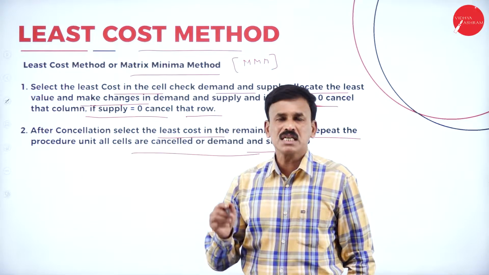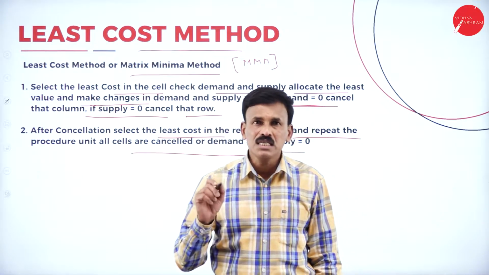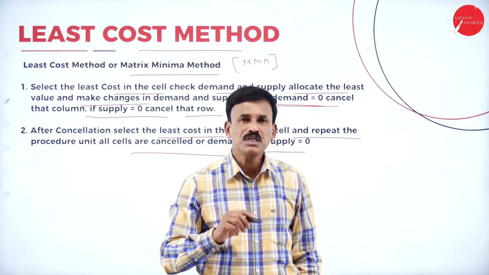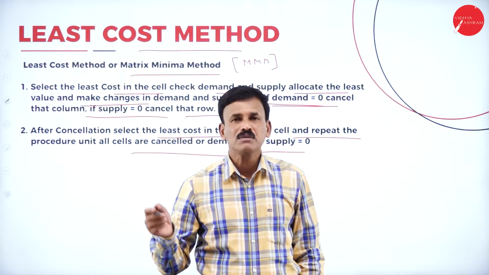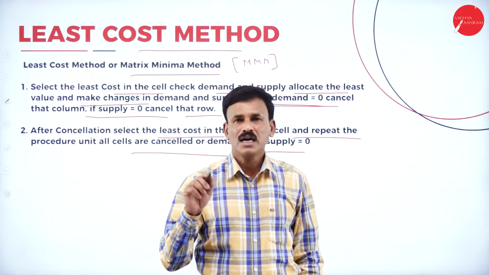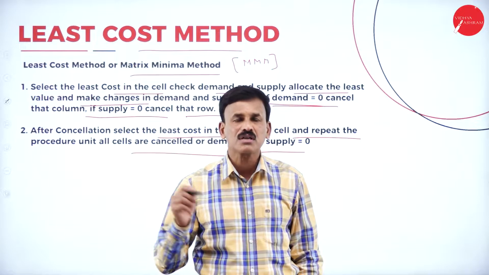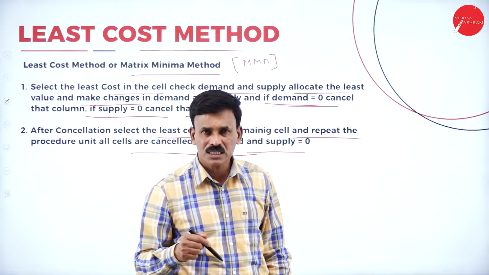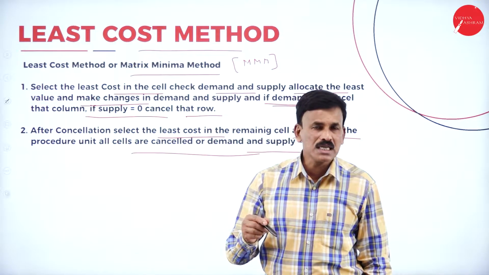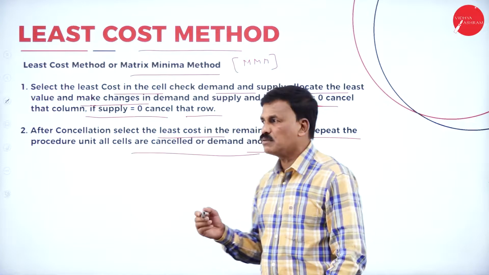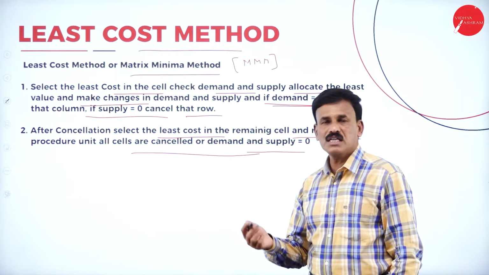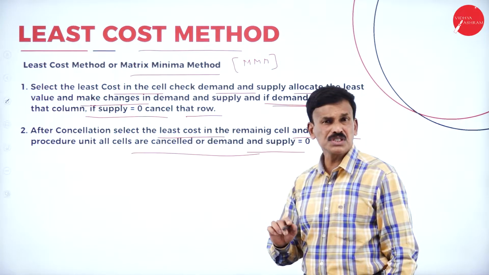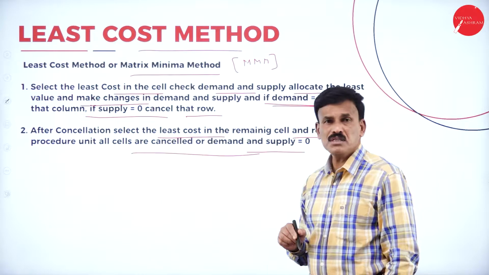Very simple. Here just identify the least value in a cell, and for that particular cell, find the minimum value in the supply and the demand, allocate the minimum value, and if it becomes 0 in a row or column, cancel all the elements in that particular row or column depending upon the demand and the supply, and the procedure is repeated until the supply and the demand are equal to 0. And finally, you can calculate the cost of the transportation. This is a simple procedure to solve a transportation problem using the least cost method.